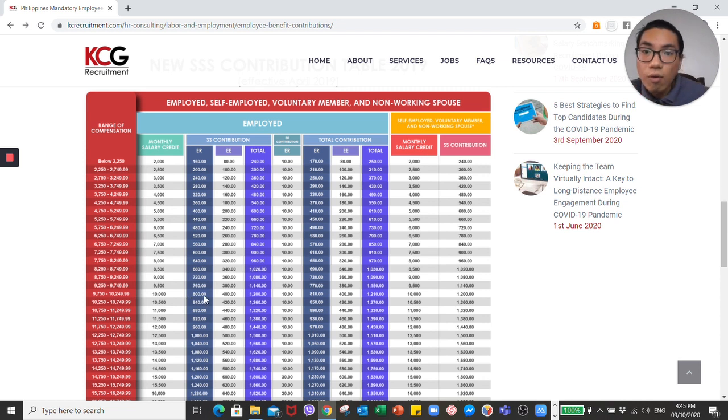And then, for the computation on the employer contribution, you just look at how much is in the row. So, for this one, 800 is the employer contribution on an employee's salary. And of course, our employee has a share there. Normally, the employee contribution is by half.